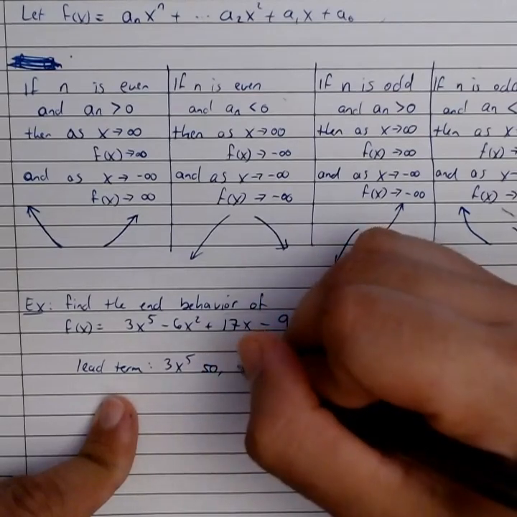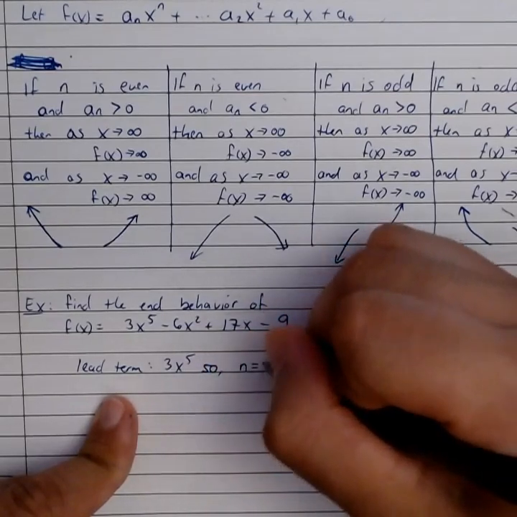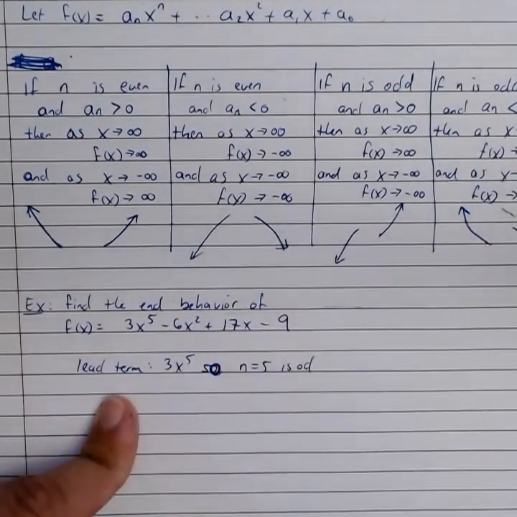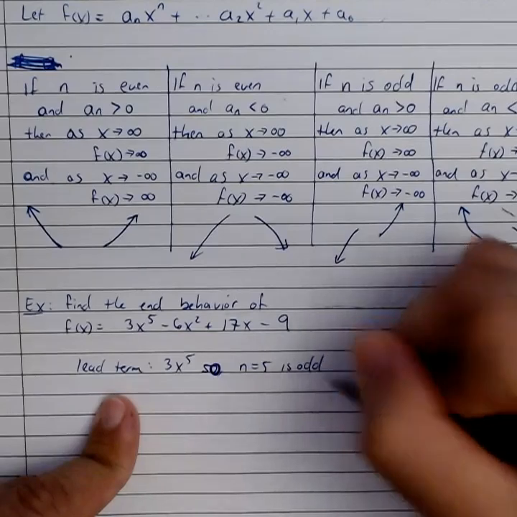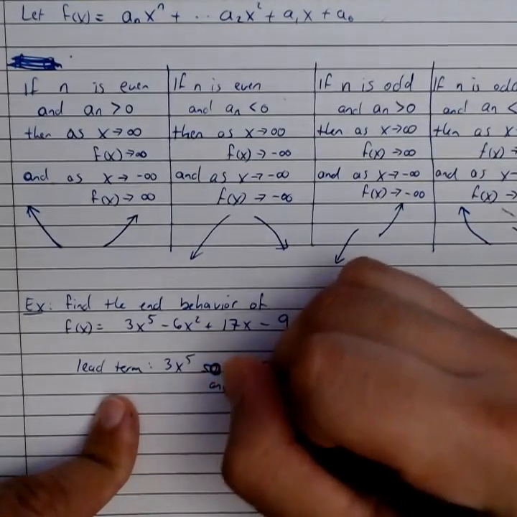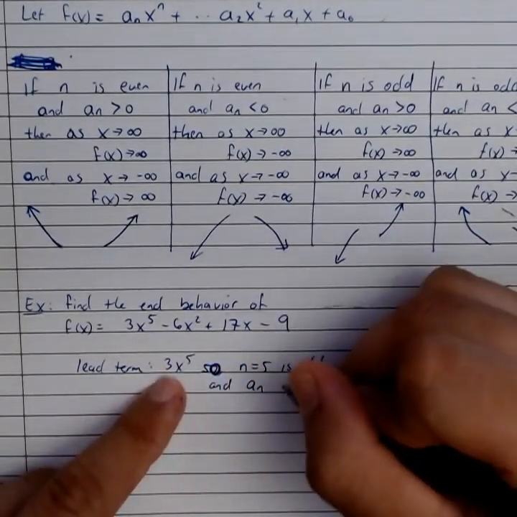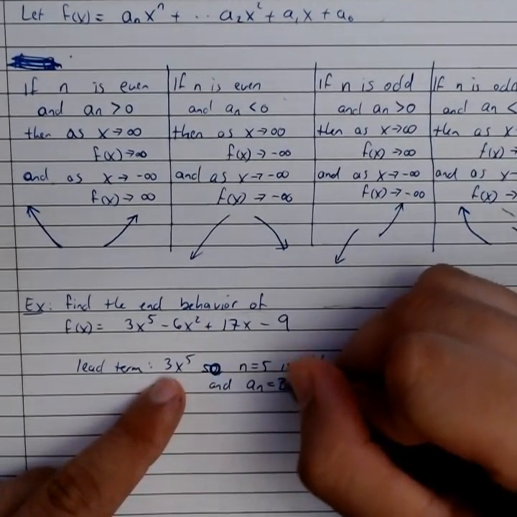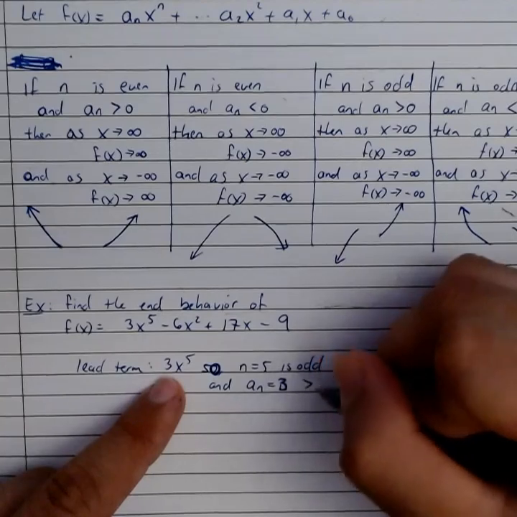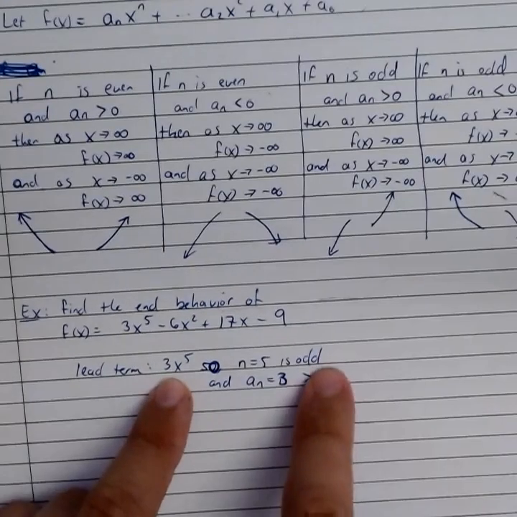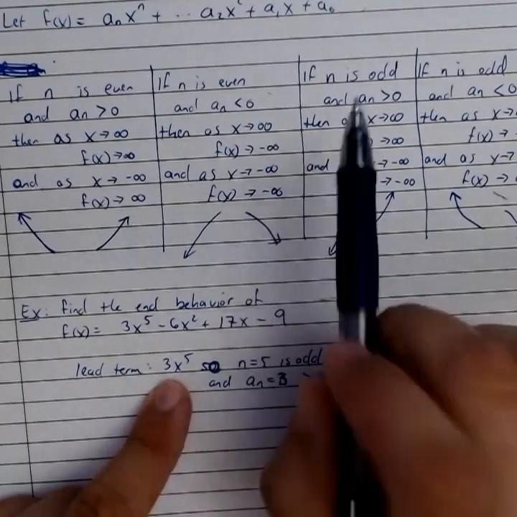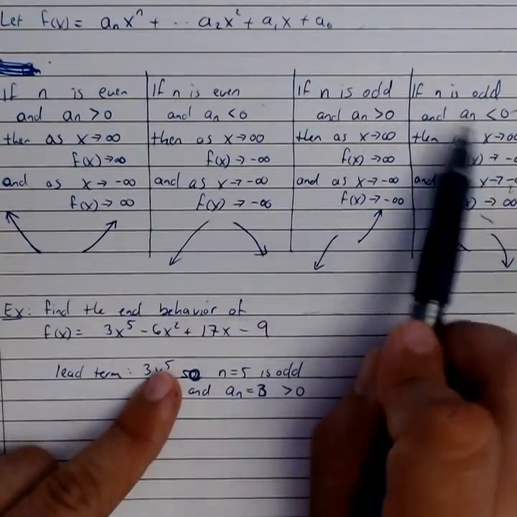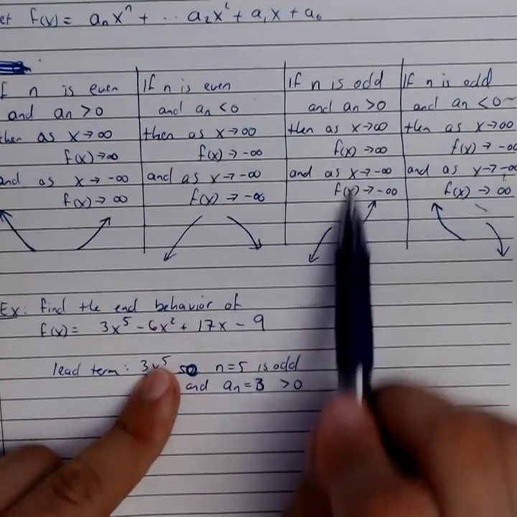So n equals 5 is an odd number. And a sub n, which is that coefficient, is equal to 3, which is positive. Okay, so you have an odd power and a positive coefficient. You have an odd power, so it's one of these. And your coefficient is positive, so it's got to be this one.